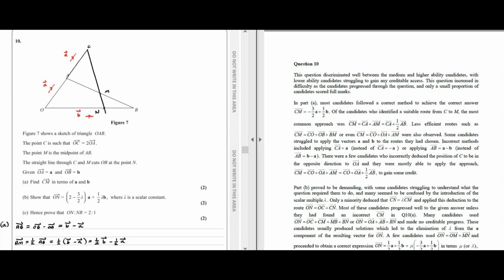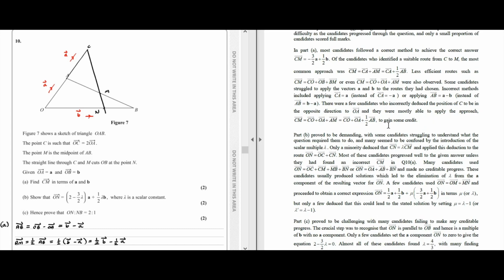In part B, that was quite demanding. A lot of candidates struggled to do this question. A minority of candidates deduced that CN is equal to some constant lambda lots of CM, and applied this deduction to the route ON equals OC plus CN. Remember, you have to recognize that we had a straight line, and if you do that, it makes the question much easier. And you can read about the different methods used in the mark scheme.